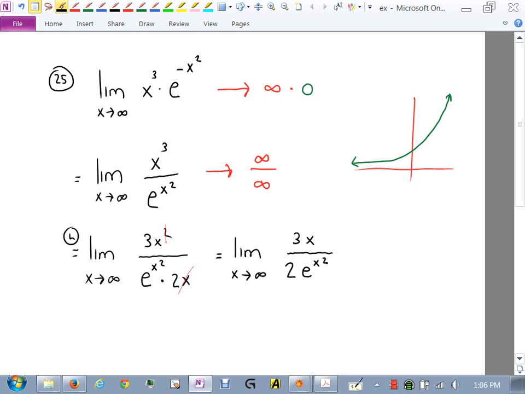So I take L'Hopital one more time. Derivative of top is 3. Derivative of the bottom is 2e to the x squared, so itself again, then times 2x. And I think at this point we're done because the top is fixed. It's at 3 and the bottom's going to infinity. A fixed number over something that gets very large goes to what? 0.